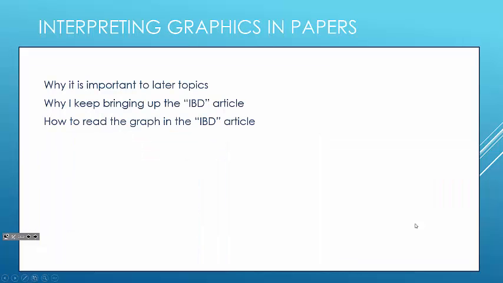Now let's talk about interpreting graphics in papers. Why is this important? I'm going to be having you read some papers, and it'll be important to be able to interpret the information in there. Also, you're probably wondering why I keep bringing up the article on irritable bowel disease and Crohn's disease and some of these other things. This was the article that I read that got me interested in the human microbiome, which led to this class. So of course I keep going back to it. So let me pull up the graph from the IBD article and let's talk about how to read it.